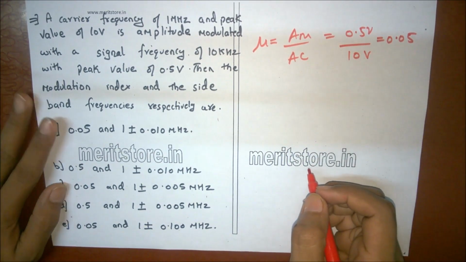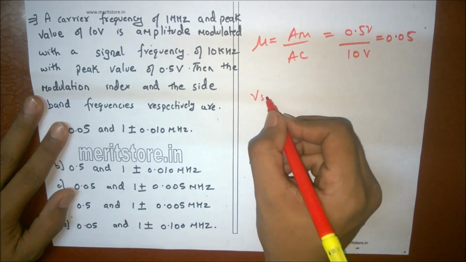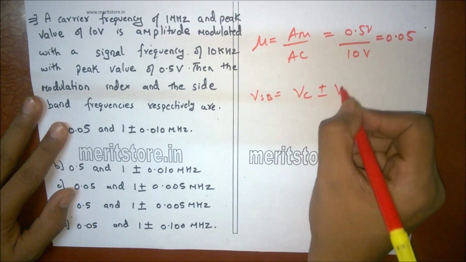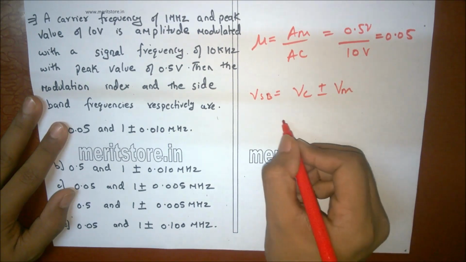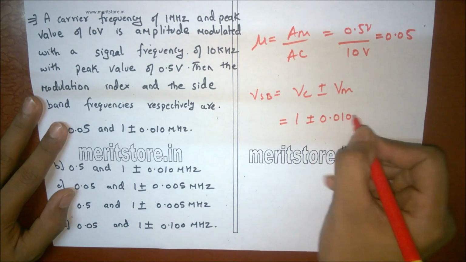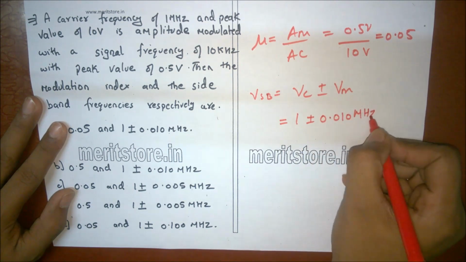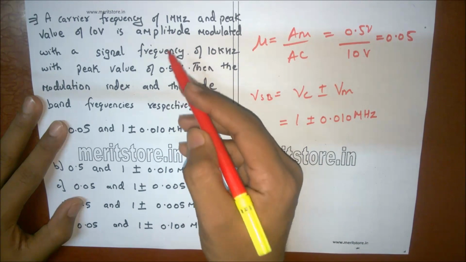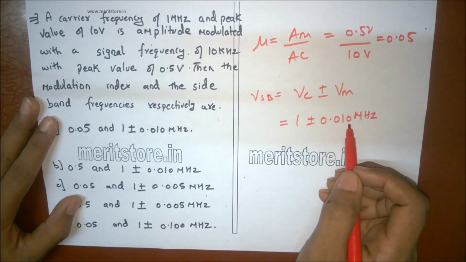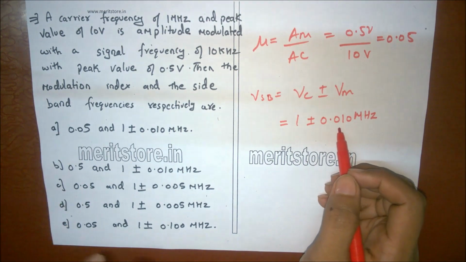Now, the sideband frequency VSB is given as Vc plus minus Vm, which is equal to 1 plus minus 0.010 megahertz. Since the answer is in megahertz, we convert the 10 kilohertz to 0.010 megahertz. Therefore, the correct answer is option A.